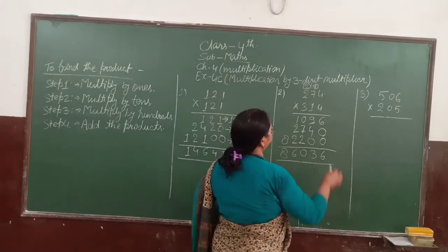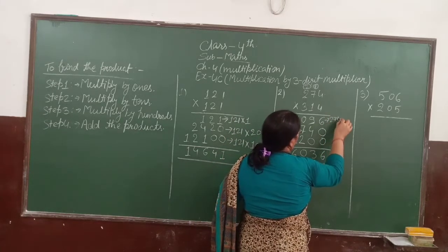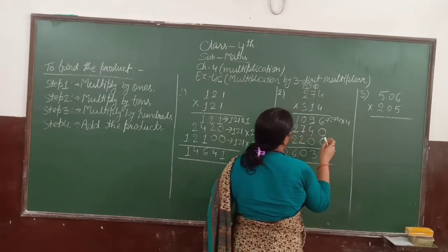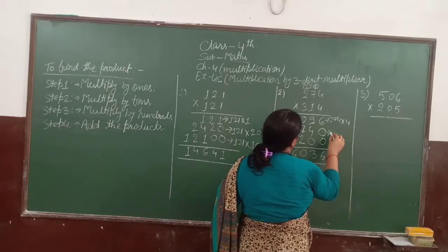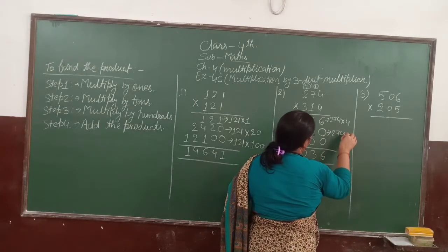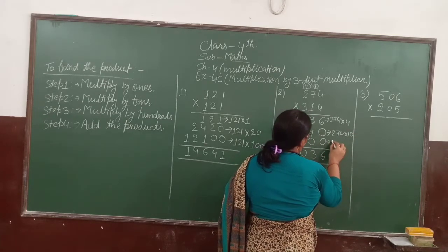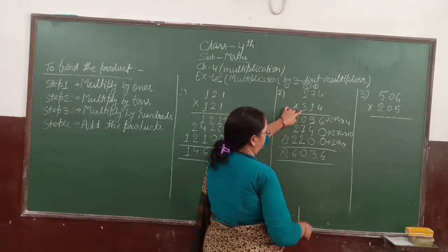This one is 274 multiplied with the 4, and this comes from 274 multiplied with the 10, and this 274 multiplied with the 300.